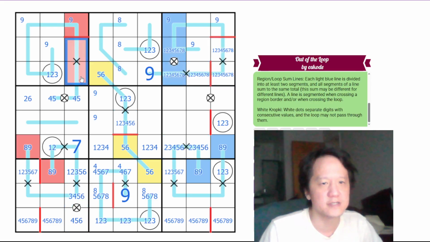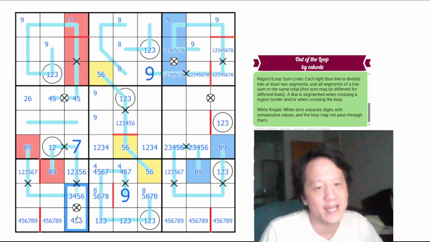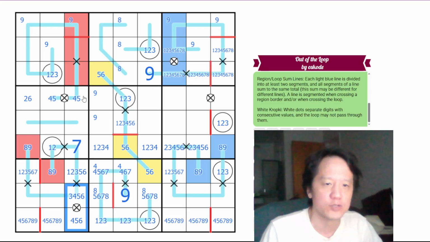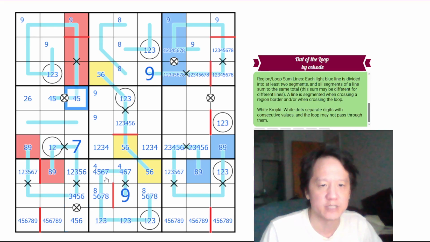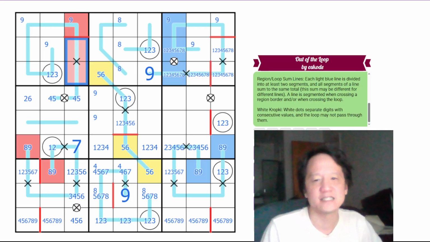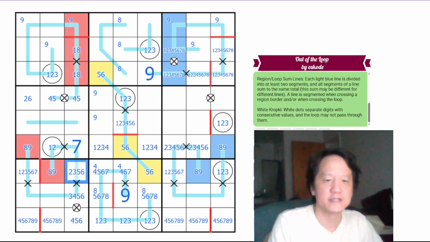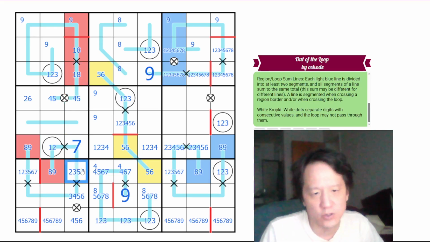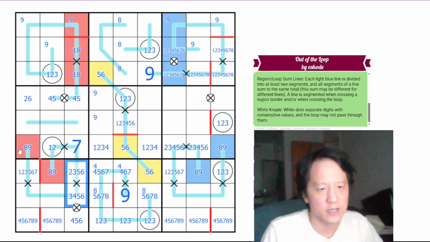Therefore, this set cannot add up to 9. Cannot be 4 and 5 because that would eliminate all possibilities here. Can't be 2, 7 because the 7 is in the column. Can't be 3 and 6 because that would force both of these to be 4, 5, which would eliminate all possibilities for that cell. So this has to be 1, 8, and this cannot be 1. So this is either 2 here and 6 here, adding up to 8.